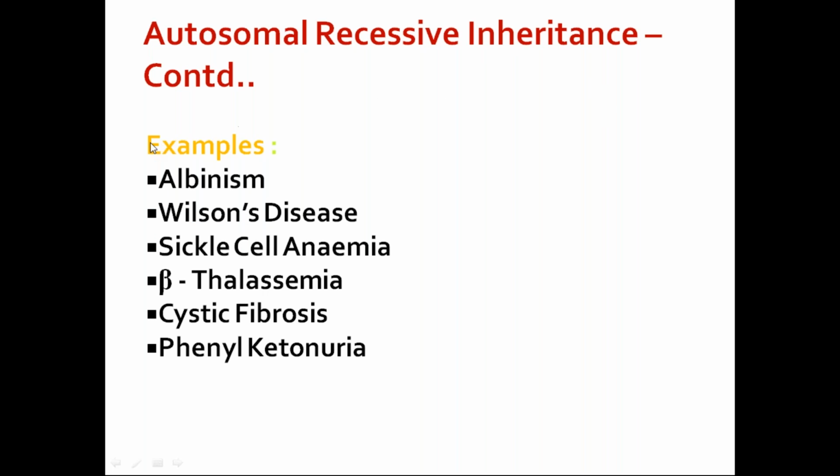What are the examples of autosomal recessive conditions? As you know from biochemistry, all enzyme deficiencies, protein deficiency disorders, and amino acid disorders come under autosomal recessive conditions, like albinism, phenylketonuria, tyrosinemia, beta thalassemia, cystic fibrosis, sickle cell anemia, and Wilson's disease. All these conditions come under autosomal recessive inheritance.